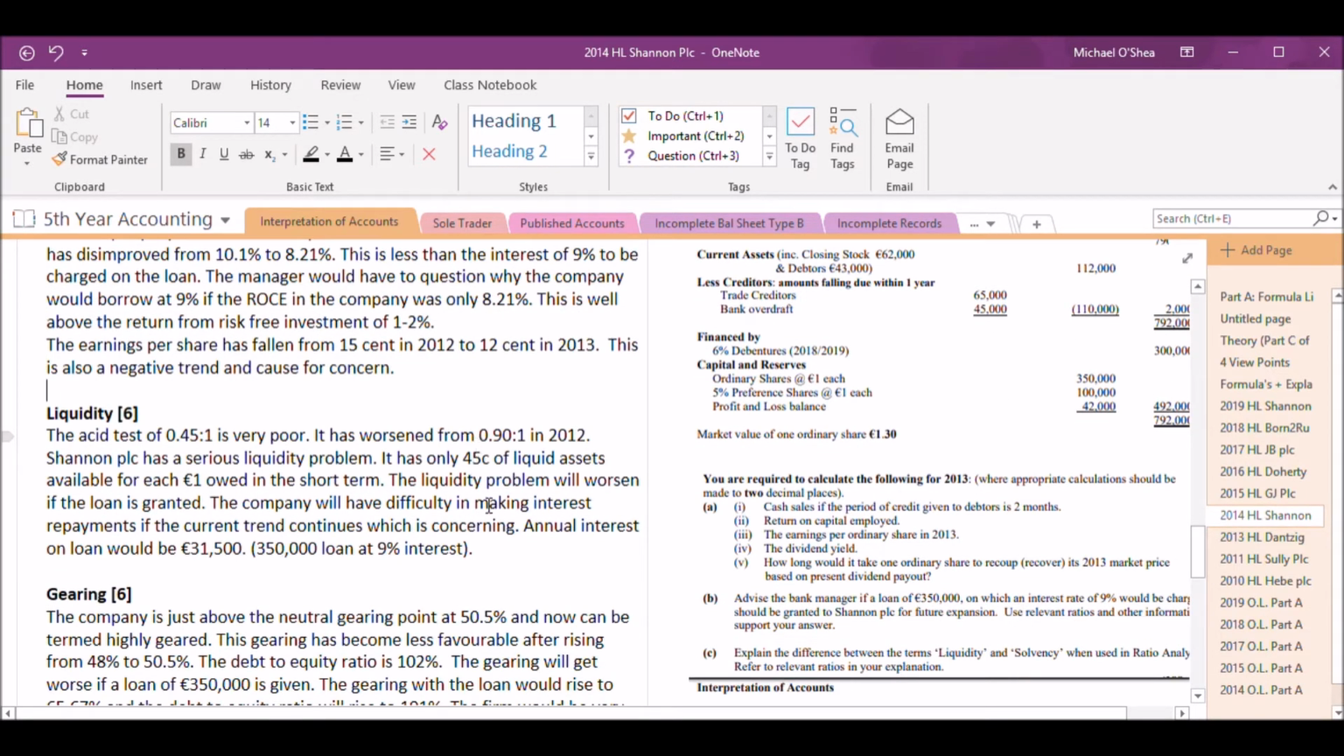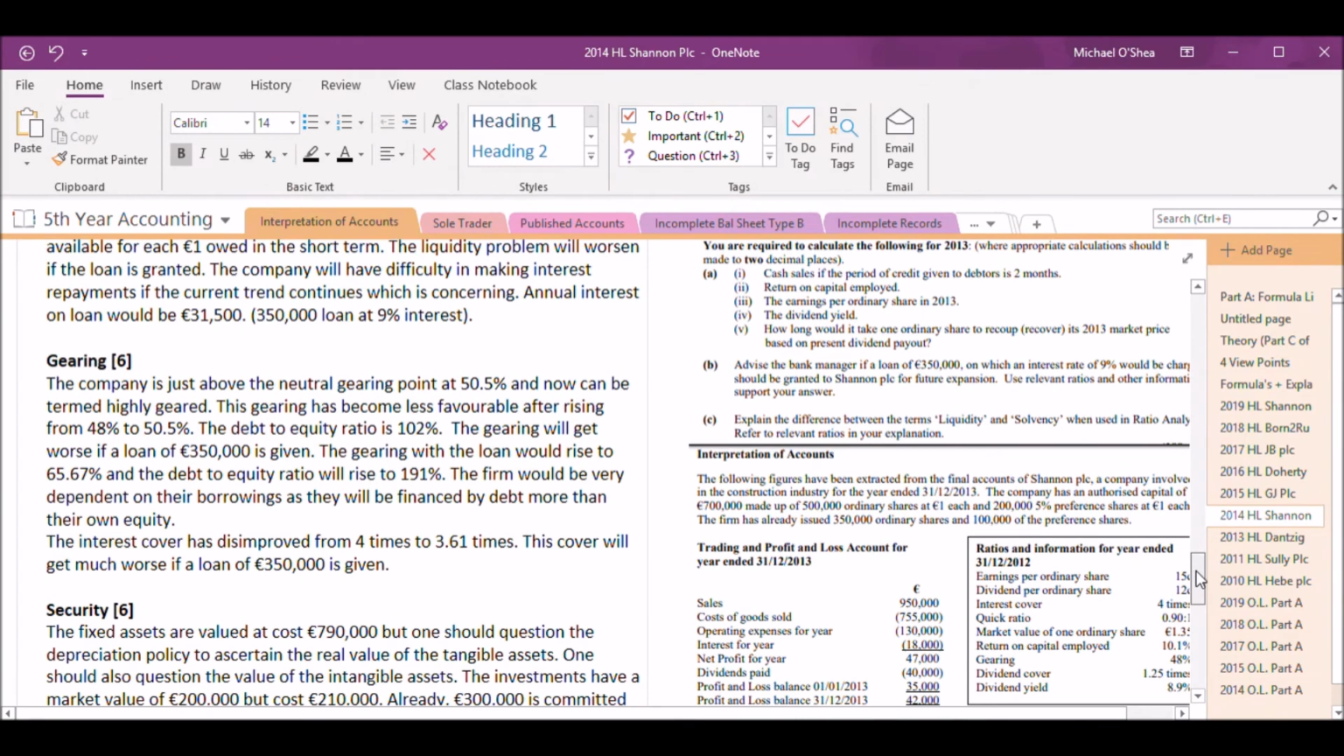Company will have difficulty in making interest payments. So if they were to go and get the loan at 350,000 at 9%, the interest due would rise by 31,500. They'd be even more in trouble. So this again straight away is a cause for concern. Gearing. So their gearing worked out to be 50.5%, which is pretty much neutral gearing at 50%. We would call 50% lowly geared, just because we have that scale of lowly geared versus highly geared. 50.5 is starting to become highly geared.